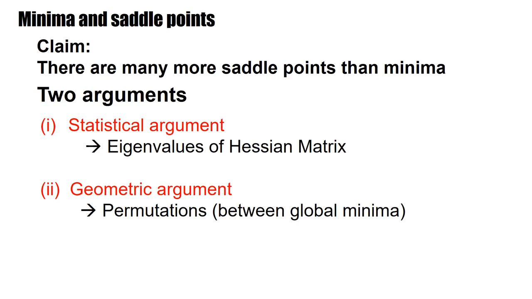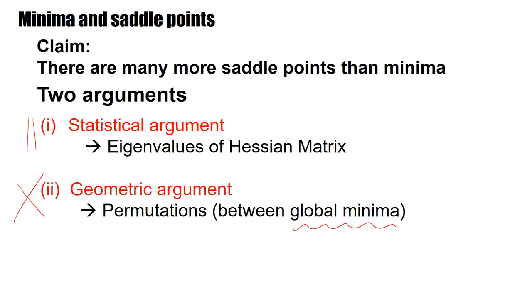So the data is a combination of random constraints onto the optimization problem. Remember that there are two different arguments. So far, we have looked at the statistical argument. We have analyzed the eigenvalues of the Hessian matrix. Now I would like to focus on the geometric argument. The geometric argument is linked to the multiple minima that are generated by permutations. So if you have one global minimum, then you can generate many other global minima just by permutations of the hidden neurons. And the idea is that between these permutation minima, there are saddle points.